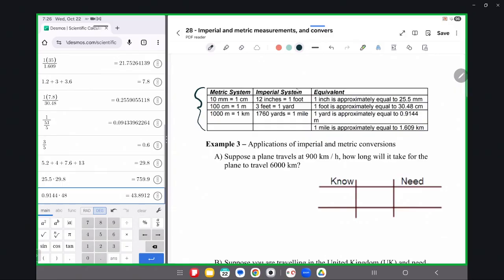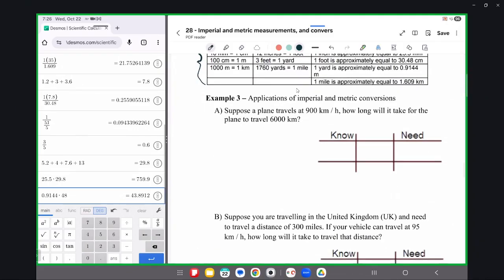So that's about the cruising speed between Thunder Bay and Toronto. How long will it take for the plane to travel 6,000 kilometers? And so what do we know in this case? Well, we know that a plane will travel 900 kilometers in 1 hour.